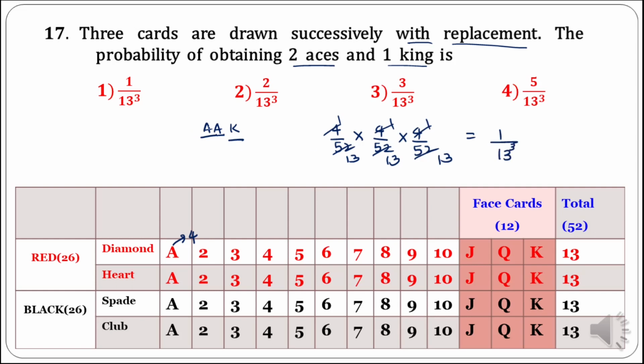But is it the only combination possible? No. You can have 2 aces, 1 king here, or you can have ace, king, ace, or we can have king, ace, ace. So there are 3 possible combinations. So to this probability I will multiply by 3. Okay, so what do you get? 3 ones are 3. 3 by 13 raised to 3. Which option? Option 3. Right.